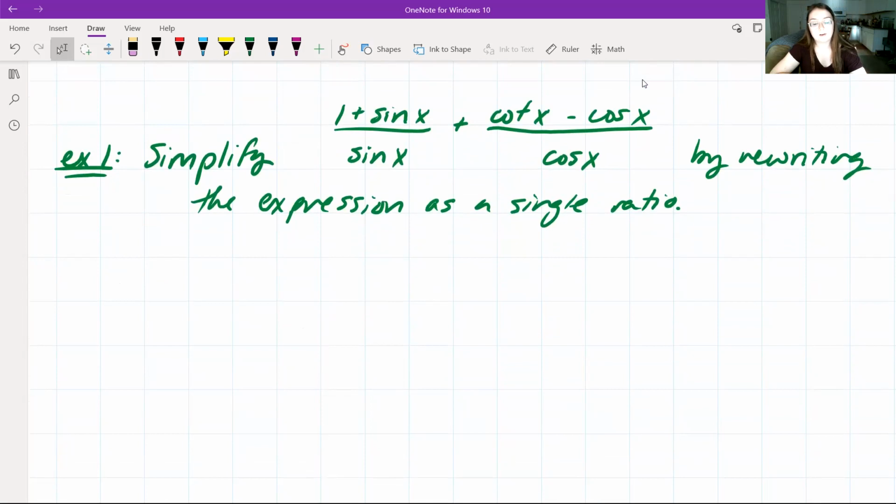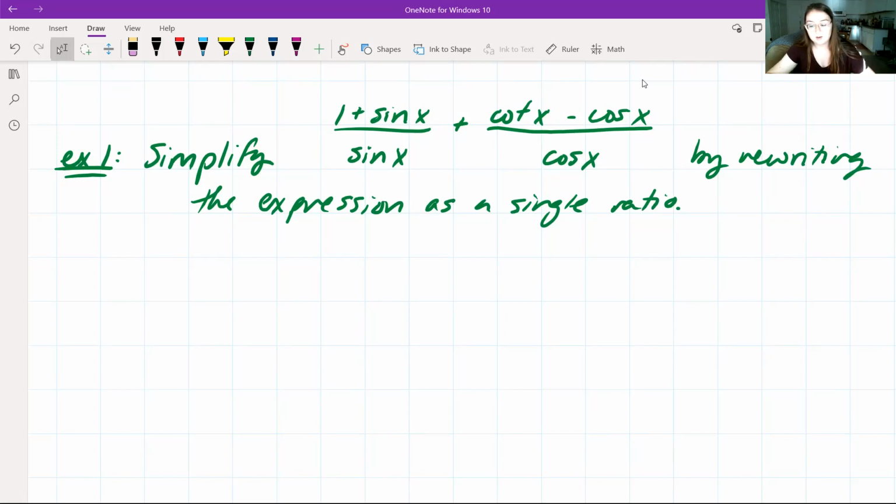So let's go ahead and rewrite this. So example 1, we want to simplify 1 plus sine of x over sine of x plus cotangent of x minus cosine of x all over cosine of x. And we're going to rewrite this expression as a single ratio. That being said, by saying rewrite an expression as a single ratio, it just wants you to simplify down so that you have one thing in your numerator and one thing in your denominator. So you just want to simplify as much as possible until you get one item in the numerator, one item in the denominator. So that's what it means by a single ratio. So really, we're just simplifying this equation as much as possible.